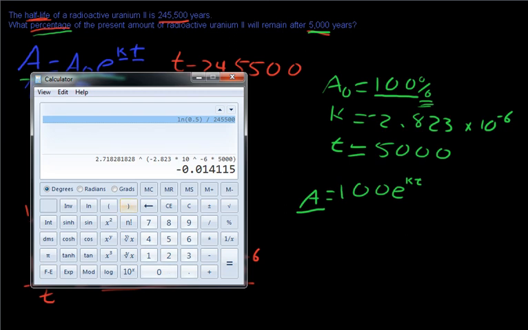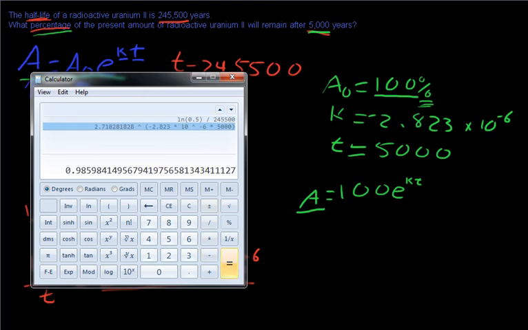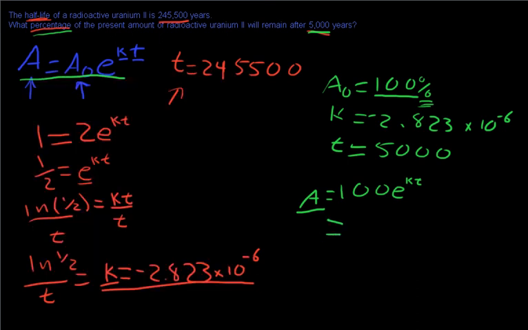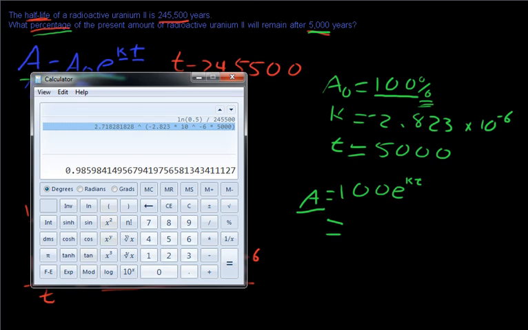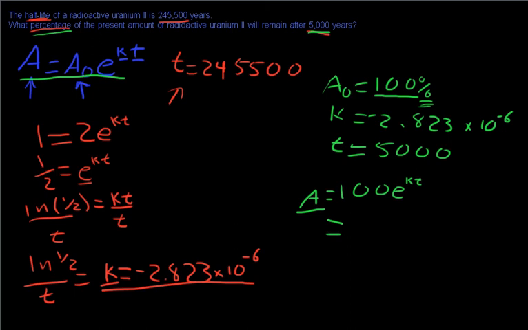So now this number here is just this portion here. This is our k times time. So go ahead and get equals. So now we have A is going to be equal to right here. So we started off with 100. So after 5,000 years, being that we started with 100, this is actually a percent. So this is going to be 98.5%. So A is going to be 98.5%.